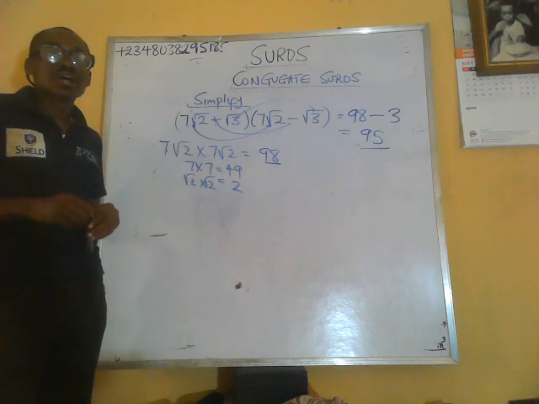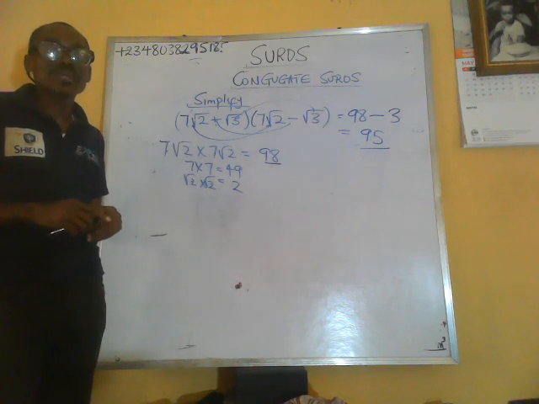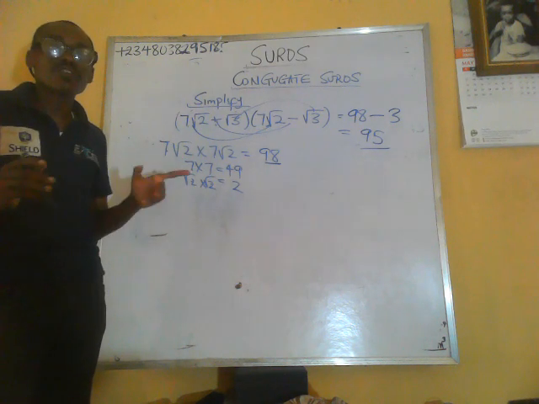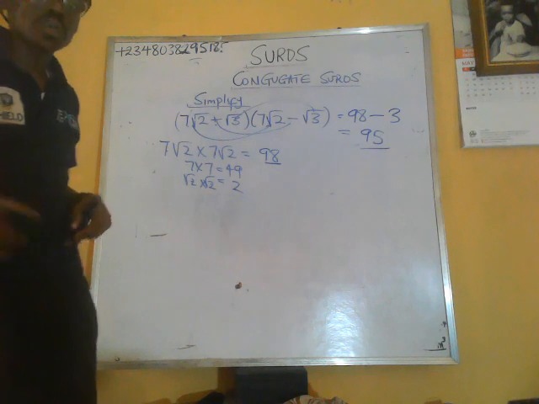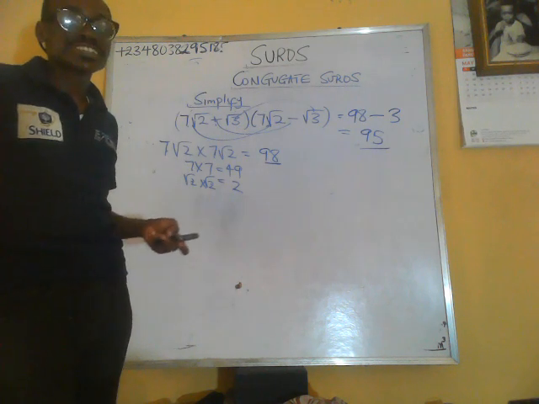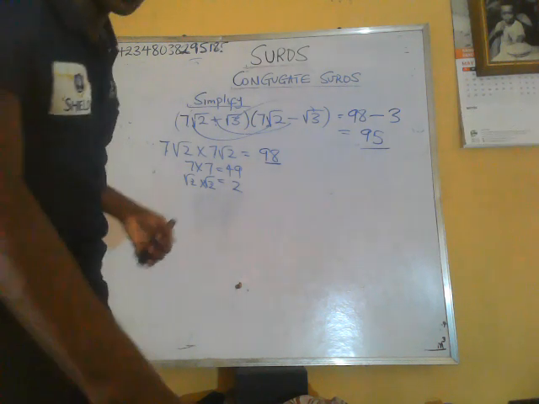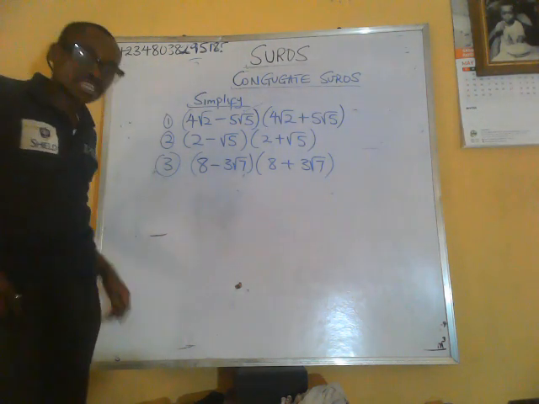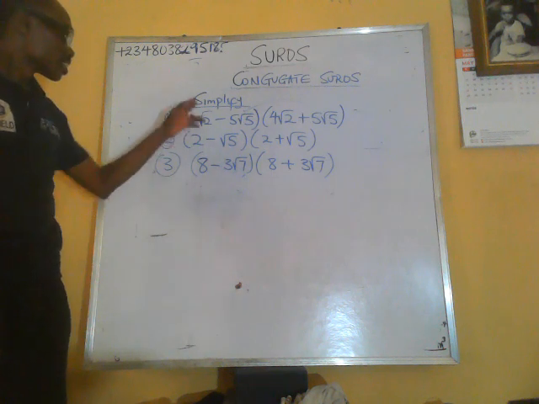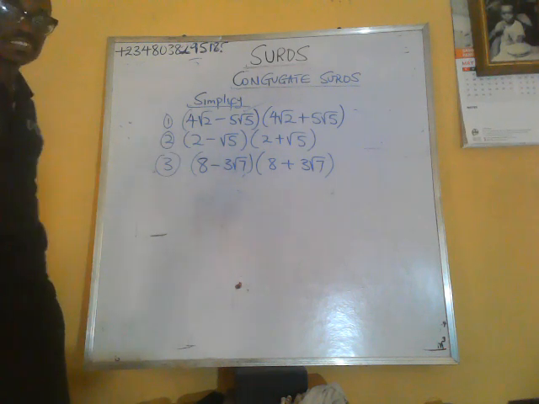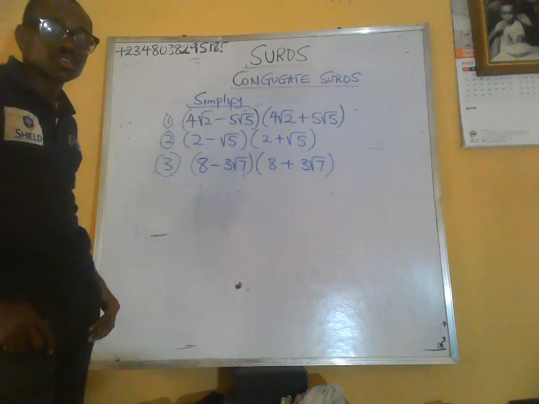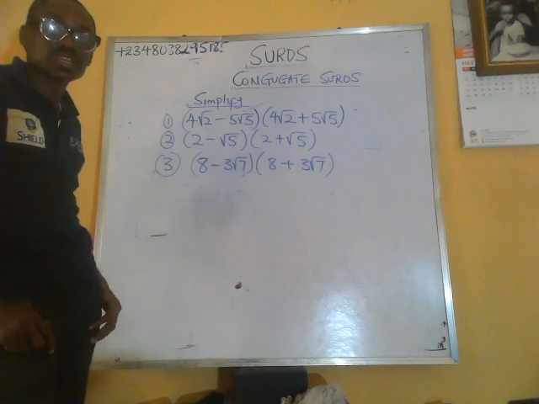So let me give you a practice exercise based on this. It's as easy as this, and I believe you have your pen and your paper and you are working alongside. There's nothing difficult. Let me drop the practice exercise. So you can actually use this as your practice exercise. 1, 2, 3. Just get a pen and paper and try them out. If you have any question, if you have any problem, just drop it in the comment section.